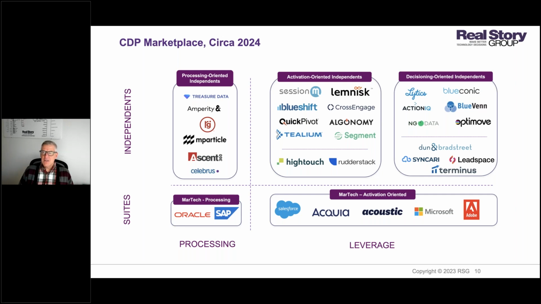And then on the decisioning side, the four at the bottom here, D&B, Syncari, LeadSpace, Terminus, these are B2B-oriented CDPs. So this is a relatively newer space in the market. Unfortunately, those vendors tend to be somewhat weak and distracted with respect to CDPs, but they're out there and potentially worth considering.